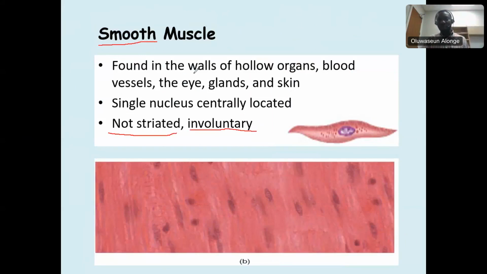Now, you see them in the wall of hollow organs. So you think about blood vessels. Hollow organs simply means organs that have holes in between them. Think about it that way, right? So you see them in blood vessels. You see them around the eye. You see them around the glands and around the skin as well.